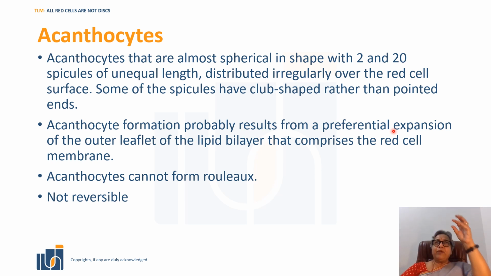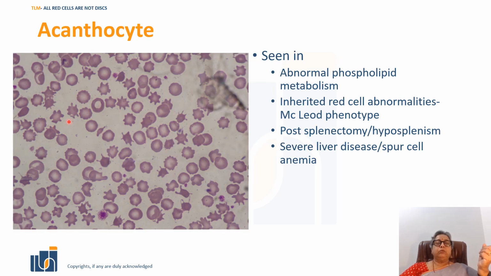Because of this, you have disproportionate or non-uniformly shaped spicules of varying lengths, and some of them have a club-shaped tip. They cannot form rouleaux, which means they don't aggregate. And this is not reversible, as compared to echinocytes. So if you look, these are the acanthocytes. They look distinct from the crenated cells, the echinocytes. They are not uniform, they are irregular. If you see, this is an echinocyte and this is an acanthocyte. So you can easily see the difference.